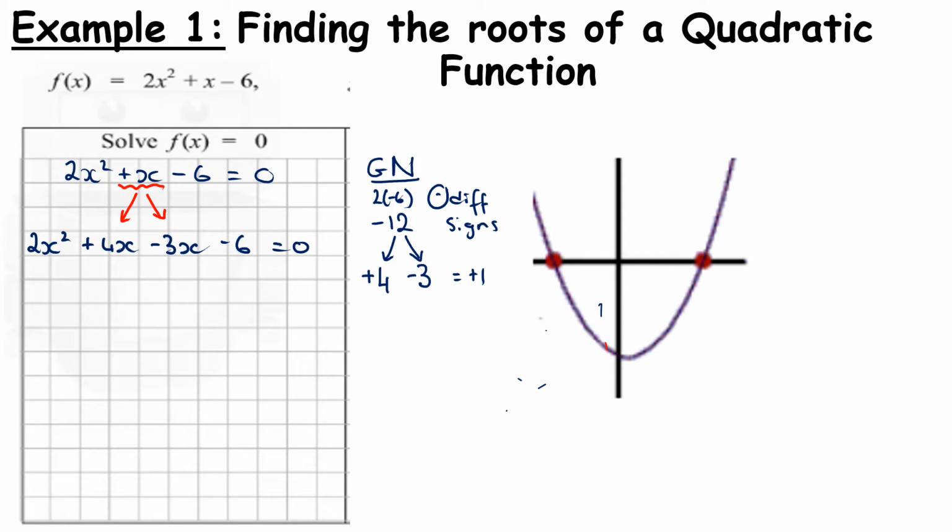Everything now is fine. Take out a 2x, which is common. I'm left with x plus 2 minus 3, and I'm left with an x plus 2. At this point, my check is, are my brackets the same? They are. That means I'm going on the right track. So I get 2x minus 3, x plus 2 equals 0.